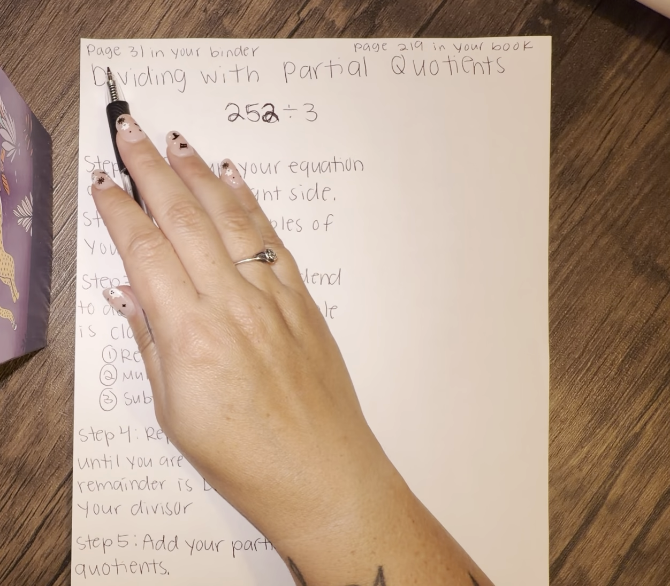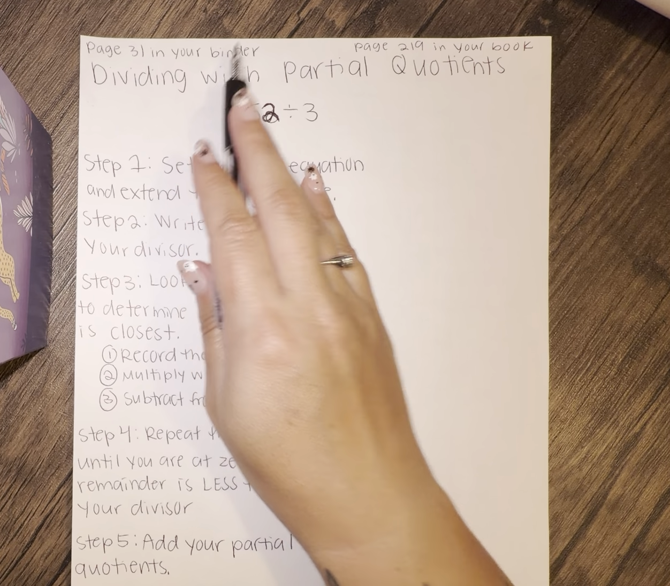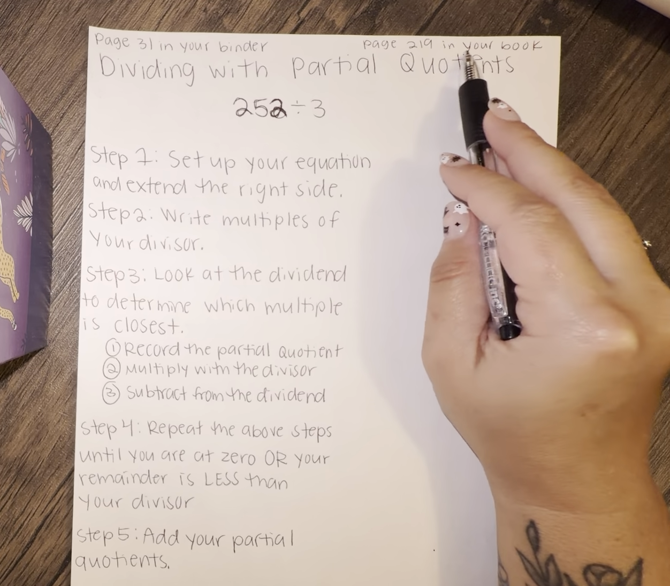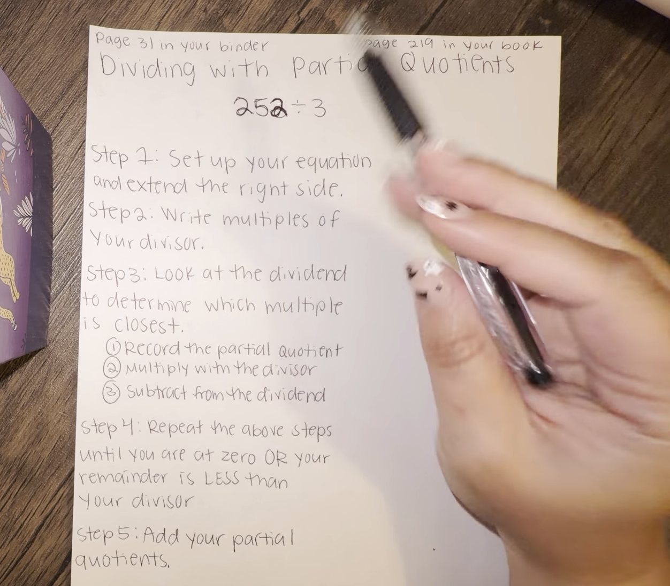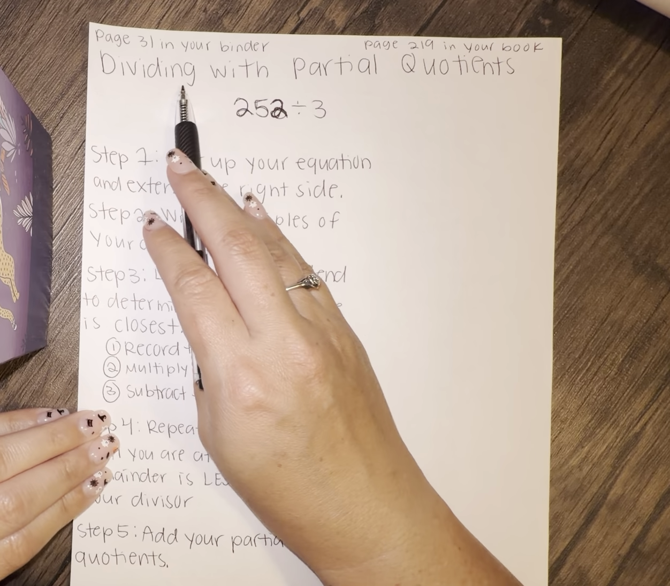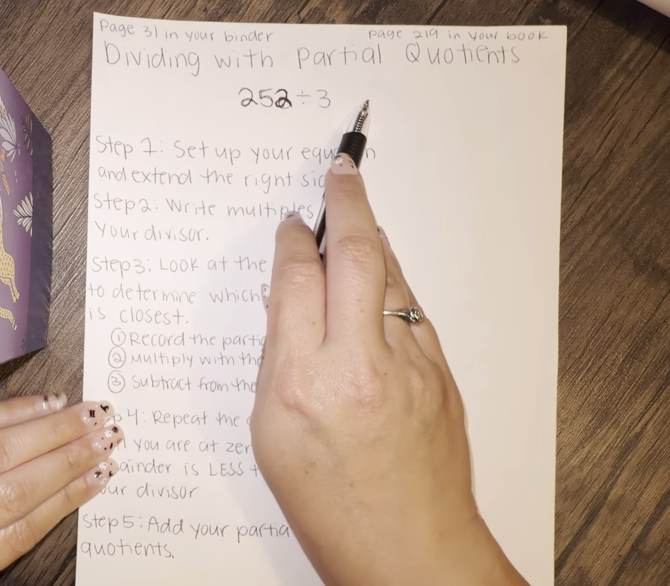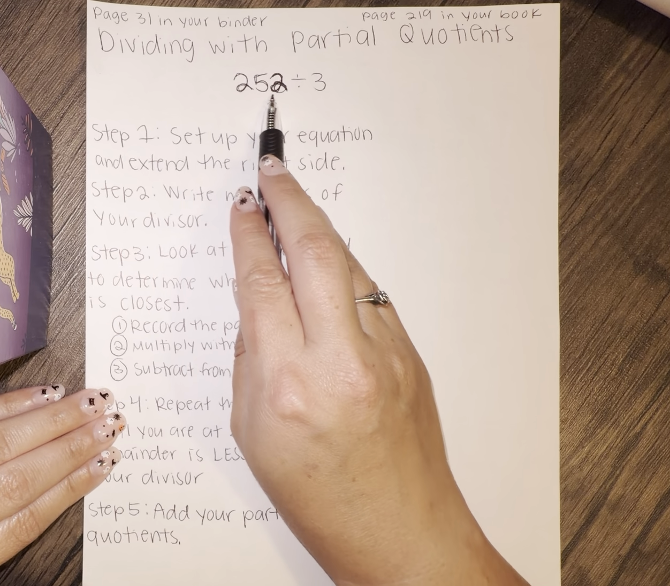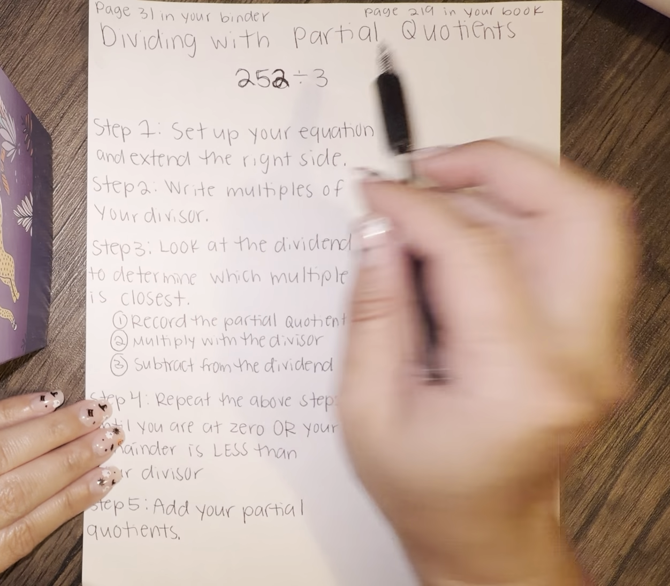Right now you should be on page 31 in your binder and page 219 in your book. If you need to pause the video and set that up, please do that. Okay, we're just going to go over our dividing with partial quotients. We're dividing 252 divided by 3.